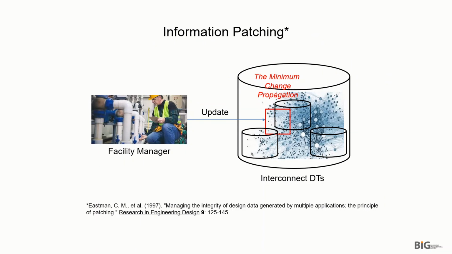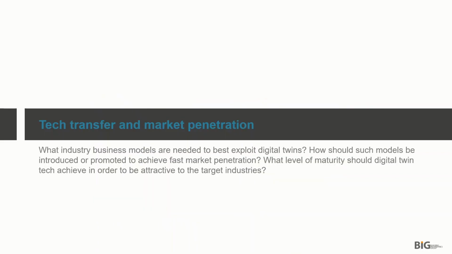Another thing that we can think about is information patching. It's a concept that Chuck Eastman proposed in the late 1990s. We are going to have several federated databases, and how should we propagate the changes throughout the different federated databases? This is similar to the issue that Brett raised in her presentation: tech transfer and market penetration. I think the keyword is market penetration.